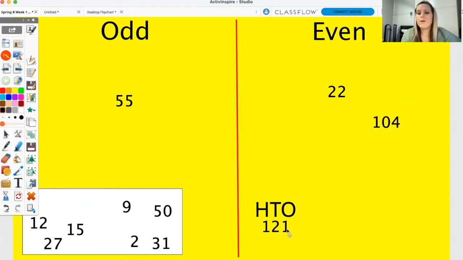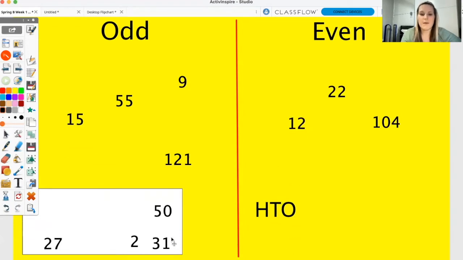Then let's look at this number, 121. What's in the 1s column? It's a 1, and 1 is odd. I can't share one thing with 2 people. Number 9, 2, 4, 6, 8, 0. Nope, must be odd. Number 15. Well, if I knew that 55 is odd, 15 must be odd too. 12, 2 in the 1s, must be even. 31, 1 in the 1s column. I can't share 1 with 2 people.